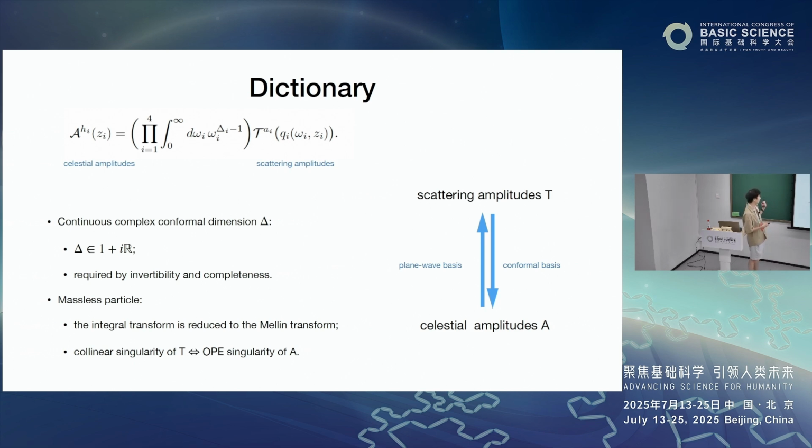For massless particles, the dictionary is just given by the Mellin transform. As I said, I just perform the Mellin transform on the energy part. And one important thing here is if we consider the collinear limit in the bulk, which is just to say we take two momenta to be parallel to each other, you will find the collinear singularity for the celestial amplitude is equivalent to the operator product expansion singularity in CFT. So this is one important thing.